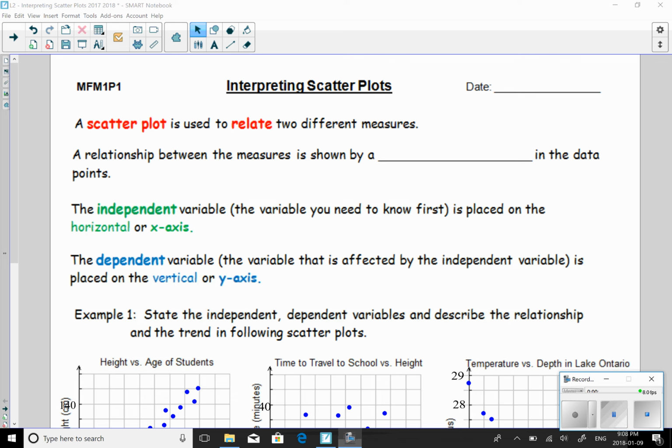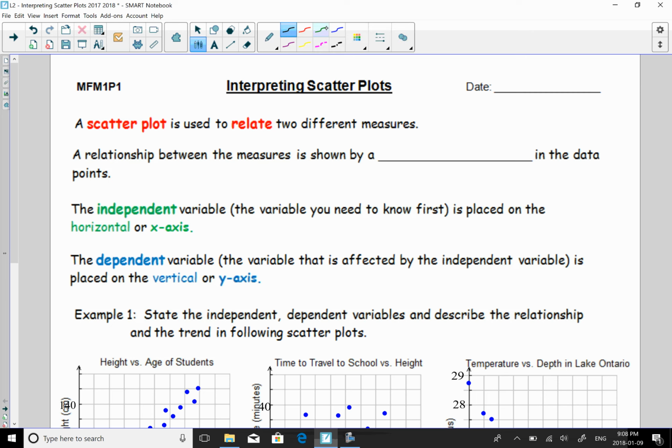This lesson is going to go through interpreting scatter plots. A scatter plot is used to relate two different measures. The relationship between the measures is shown by a trend in the data values.